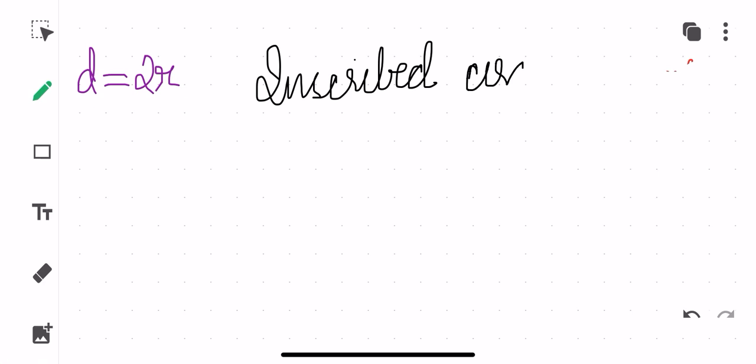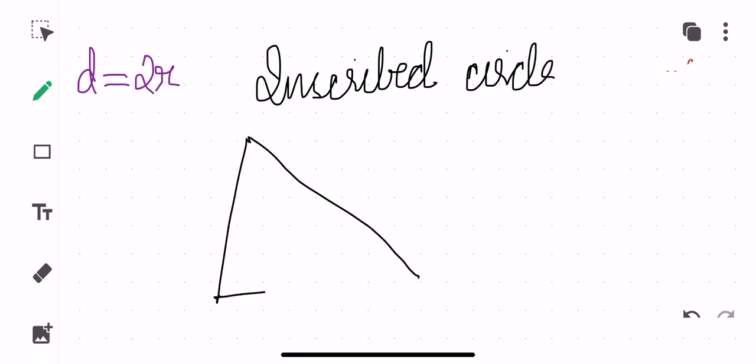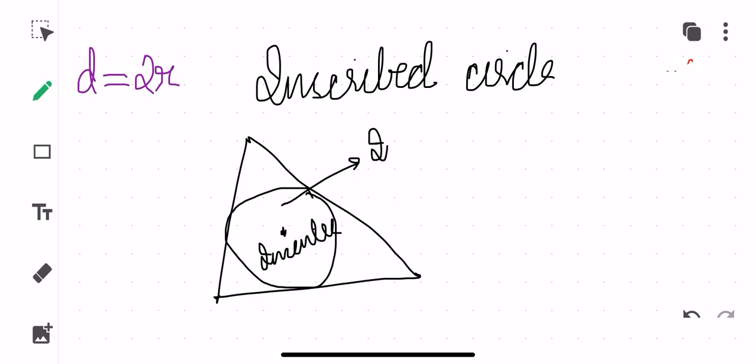Okay, so this is an inscribed circle. It means I have a polygon outside and inside that I am drawing a circle. So this particular circle is called an inscribed circle, and the center of this circle is called the incenter. Okay, so here this is called the incenter, and this circle is called inscribed. Why? Because this is inside, and this particular polygon is called circumscribed.